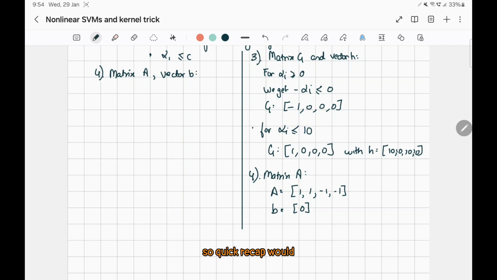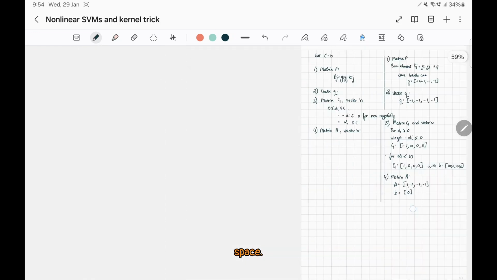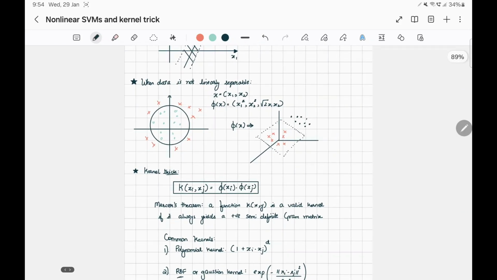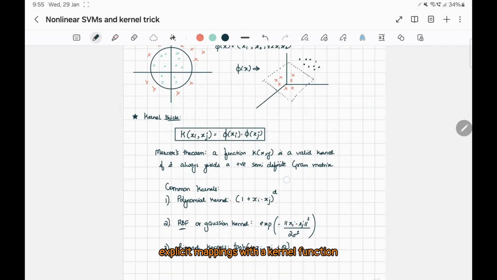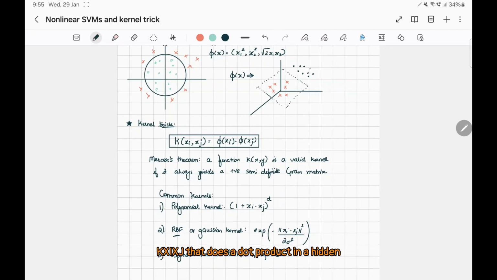a quick recap would be: nonlinear SVMs address scenarios where data cannot be separated by a single straight line. So mapping it to a higher dimensional space can make data linearly separable, but direct mapping is often expensive, right? You cannot just iterate over multiple dimensions and see which fits. So here the kernel trick comes into the picture, which replaces explicit mappings with a kernel function K(xi, xj) that does a dot product in a hidden RKHS dimension.